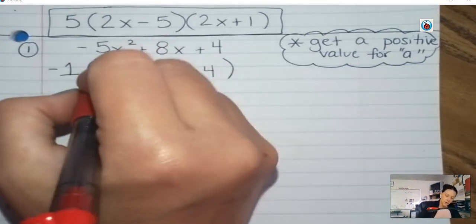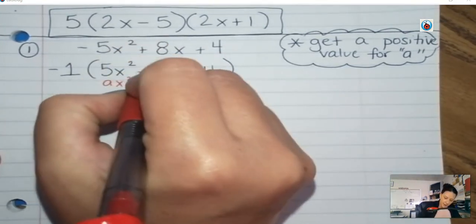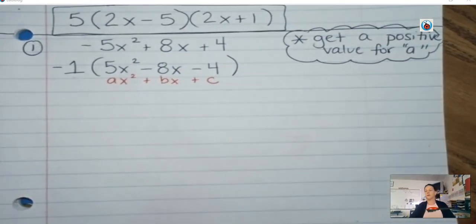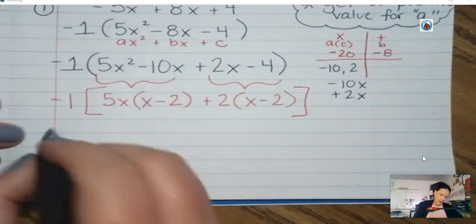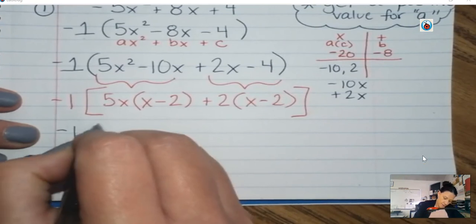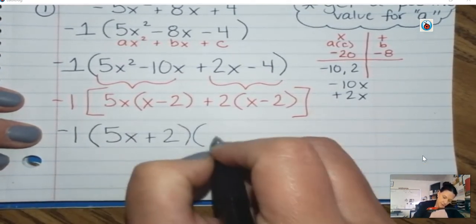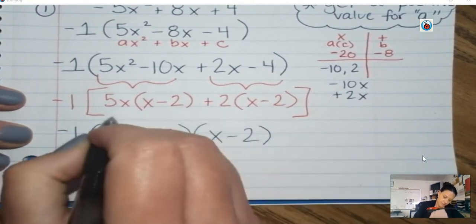Okay, now you can go ahead and do your ax squared plus bx plus c. Go ahead now and finish this with your tables. So we're ending up with negative 1 times 5x plus 2 times x minus 2.